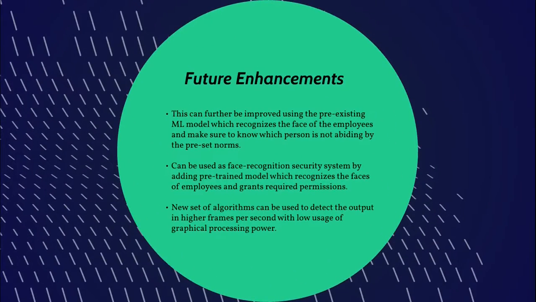There are a plethora of future enhancements for this application. This can be further improved by using the pre-existing ML model, which recognizes the faces of the employees and makes sure to know which person is not abiding by the preset norms. It can be used as a facial recognition security system by adding a pre-trained model which recognizes the faces of the employees and grants required permissions.